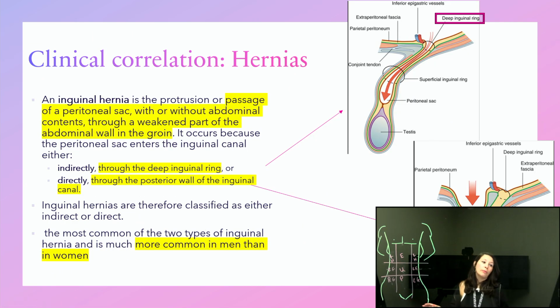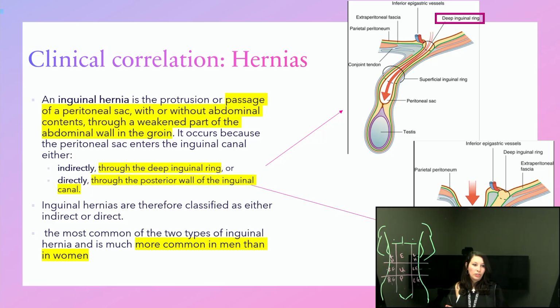Now, why is this important? Because of hernias. Like I said before, this is a very weak region of the human anterior abdominal wall, and it's prone to inguinal hernias. An inguinal hernia is the protrusion or passage of the peritoneal sac with or without abdominal contents, which usually means intestines, quite literally. It is usually the small intestine, and in some cases the large intestine, passing through that area. In males, it could go all the way down to the scrotum.